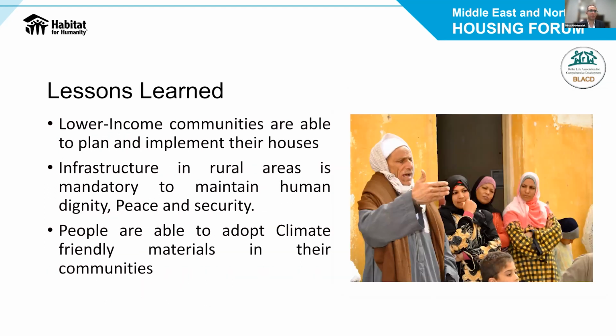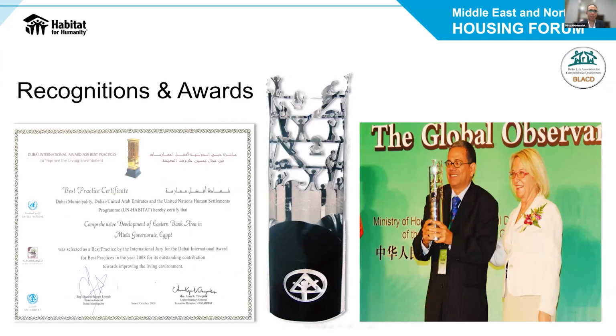Very quick, our lessons learned. The lower income communities are able to plan and implement their houses. Infrastructure in rural areas is not an option; it's mandatory to maintain human dignity, peace, and security. People are also able to adopt climate-friendly materials in their communities, and they have the experience and knowledge, but they need to build their capacity in how to use it in a proper way.